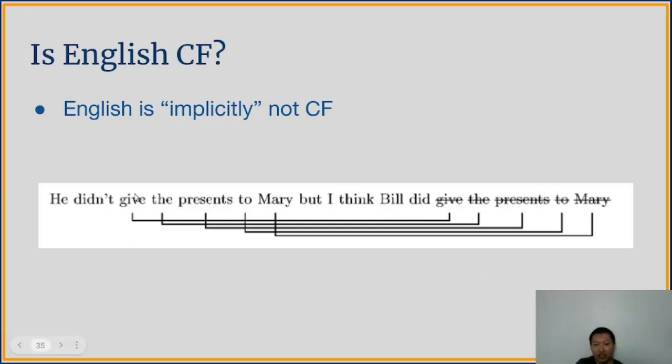And now you see the give has to align with this give over here, la has to align with this la over here, presents has to align with this presents over here, and so on and so forth, and you create an arbitrarily large number of these crossing dependencies. And that's exactly the type of thing which means the language is not context-free. So, if you count these types of examples, then we could say that English is not context-free, but it's currently an ongoing debate as to whether English just by itself is context-free or not.